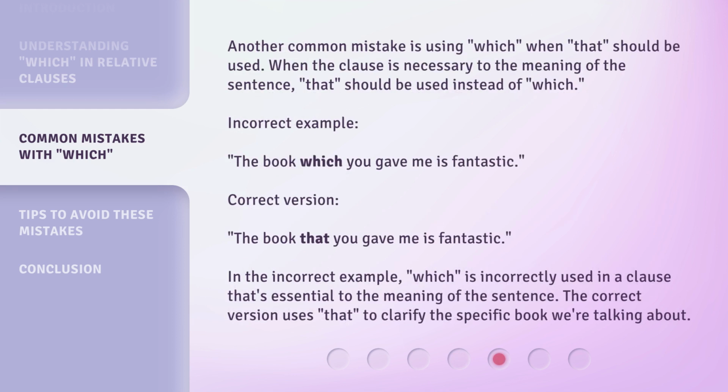Another common mistake is using which when that should be used. When the clause is necessary to the meaning of the sentence, that should be used instead of which. Incorrect example: "The book which you gave me is fantastic." Correct version: "The book that you gave me is fantastic." In the incorrect example, which is incorrectly used in a clause that's essential to the meaning of the sentence. The correct version uses that to clarify the specific book we're talking about.